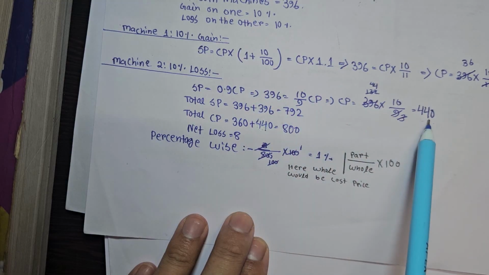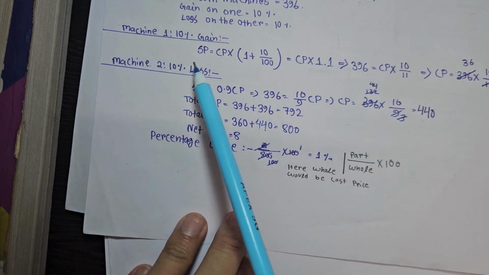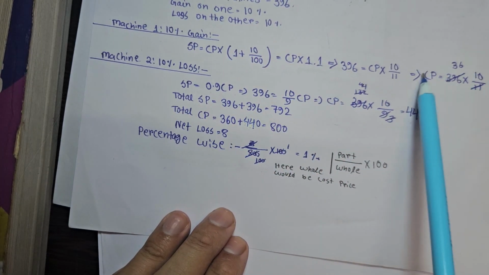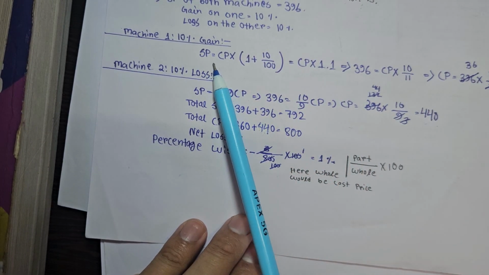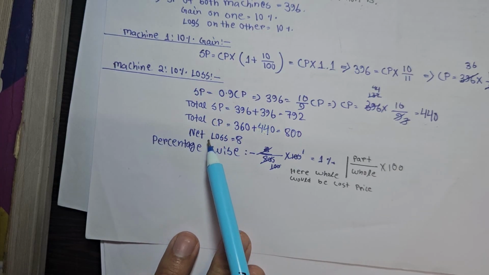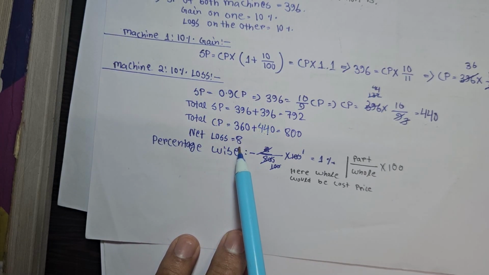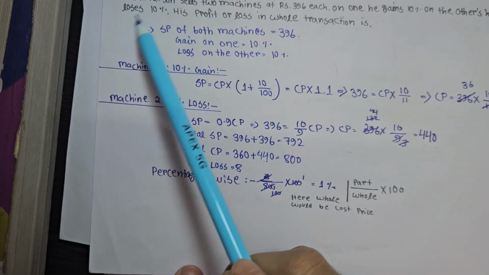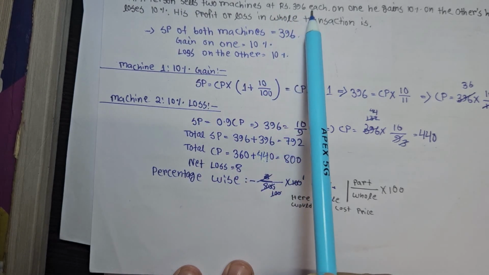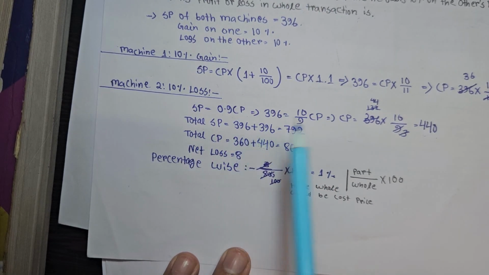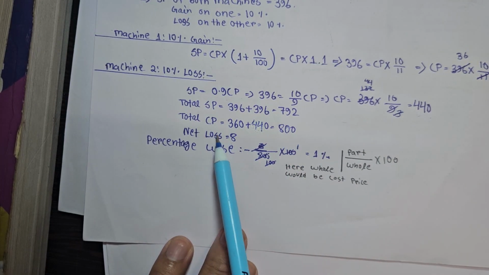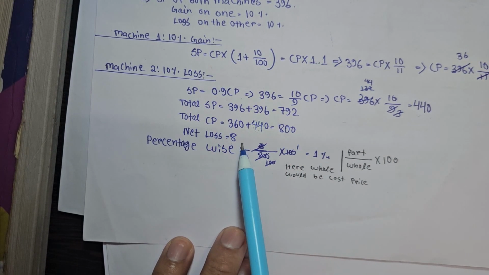So the second machine cost 440, and he sold it at a 10% loss at 396, and the first machine cost 360, and he sold it at a gain of 10% at 396 rupees. So his net loss is 8 rupees here, right? How we calculate it: the total selling price is 396 plus 396, because he sold both machines at 396 each, and the total cost price is 360 plus 440, which is 800 rupees. From there we calculated the net loss is 8 rupees.